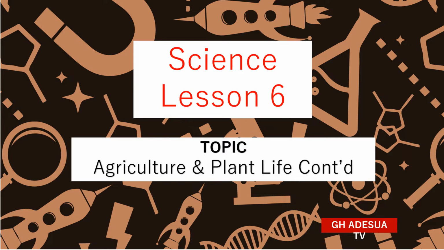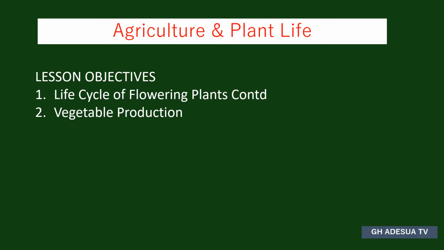In today's lesson, we'll try and round up on agriculture and plant life. In the previous lesson, we spoke about pollination, we spoke about the flower and its parts, and the rest. In today's lesson, we take a different turn. So we'll be looking at the life cycle of flowering plants, or we'll continue in the life cycle. Then we'll look at vegetable production.